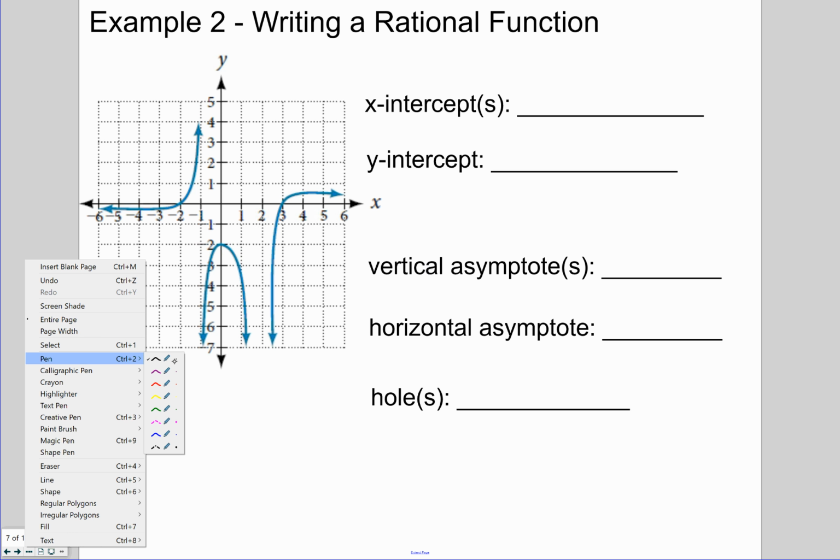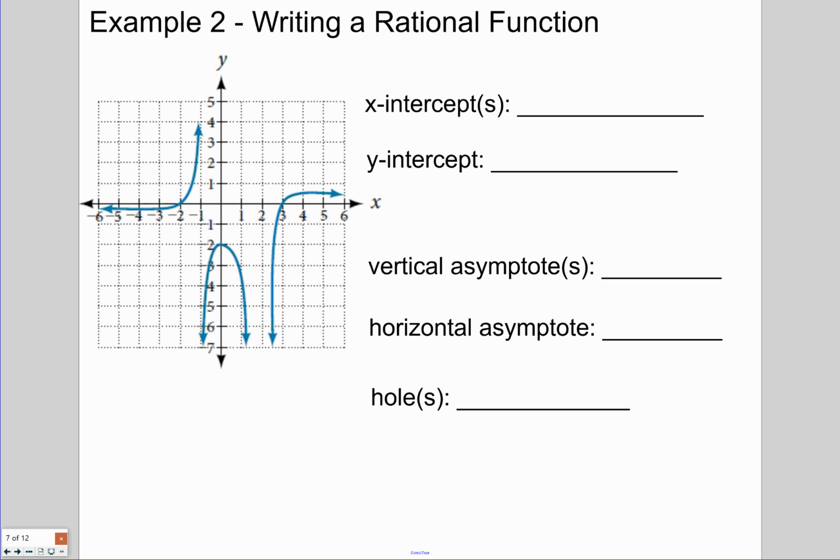First thing I do is find the x-intercepts. Pablo, could you name for me an x-intercept where the graph crosses or touches the x-axis? 3 and 0. Very good. So I'm going to write 3, 0, and -2, 0. Those are the x-intercepts. What's the y-intercept, Tyree? Very good. So I'm going to write 0, -2. Great. Excellent.